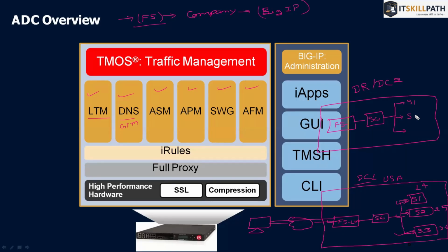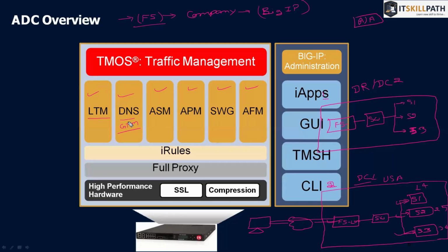There are two cases. I am actively distributing traffic between two load balancers. One connection should go to this data center, and one connection should go to that data center. In the case where both data centers are working as active, we use GTM, Global Traffic Manager, meaning globally we are doing the load balancing.